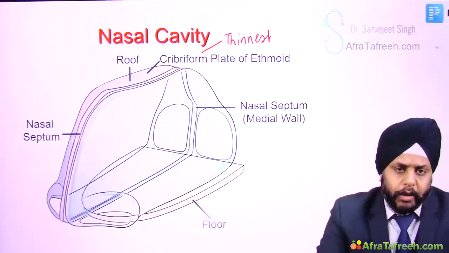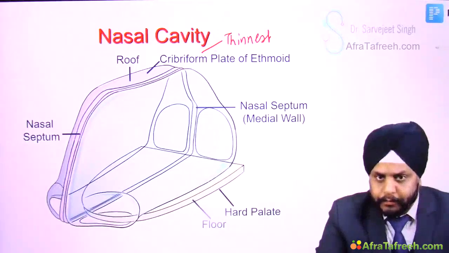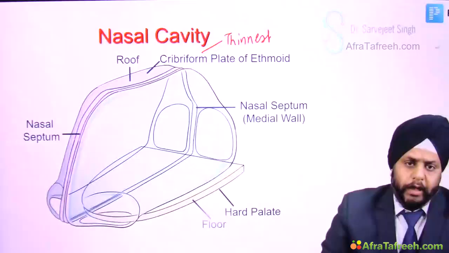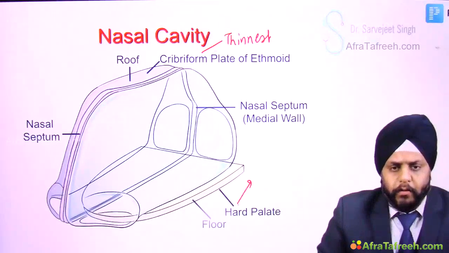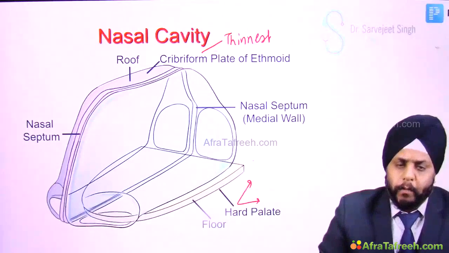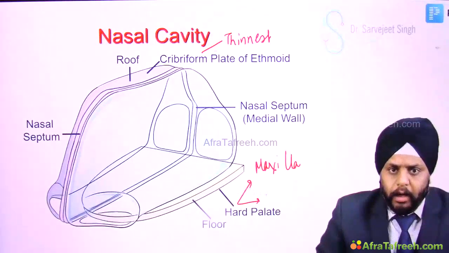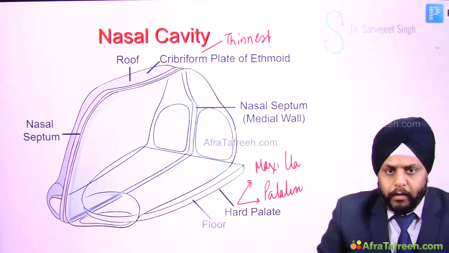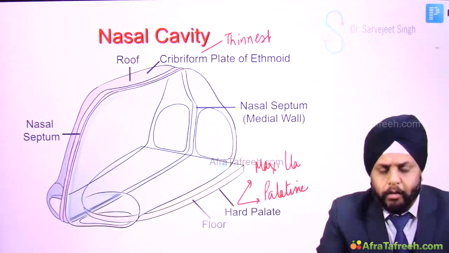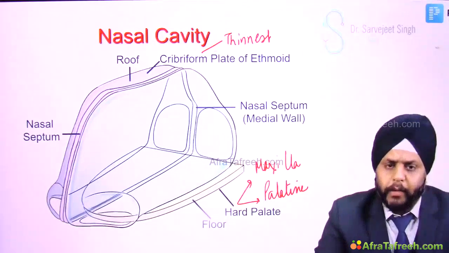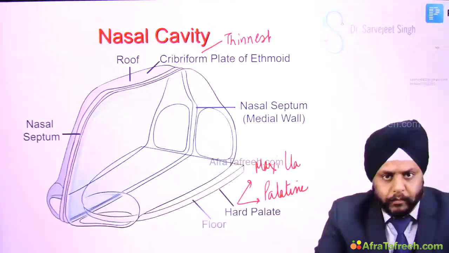Now the floor of the nasal cavity is formed by hard palate. Just remember, we have studied this in embryology also, the formation of hard palate. I just want to revise for you that the hard palate is formed by two bones. Anteriorly we have the maxilla and posteriorly we have the palatine bones. We'll talk about it later also, but the hard palate, the floor, is formed by these two bones, right?